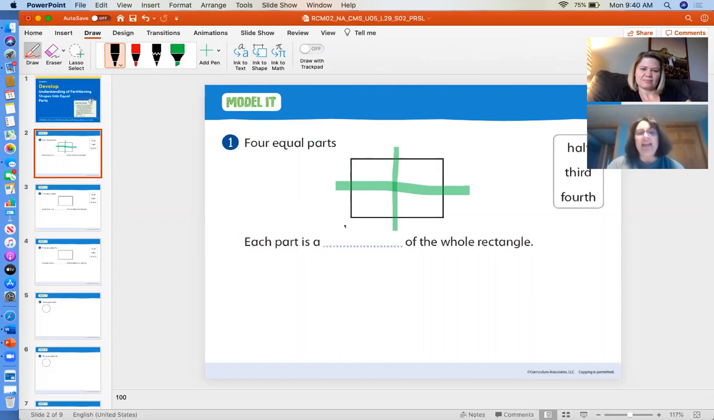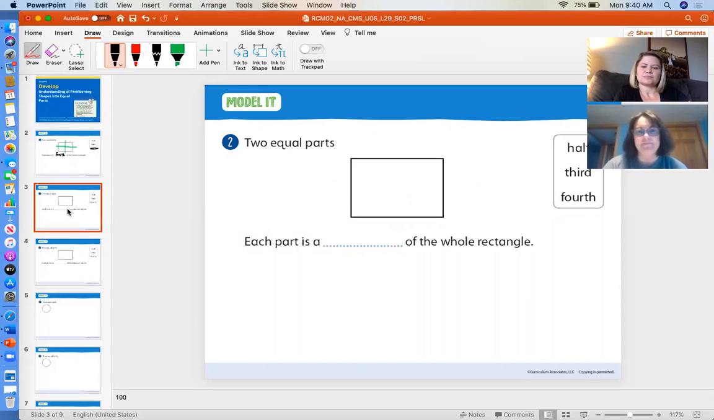So if we look at that, each part is what? Is each part a half? Is each part a third? Or is each part a fourth? And this is a right there word. We should know how to spell 4, and you add a th at the end, but it's also a right there word.